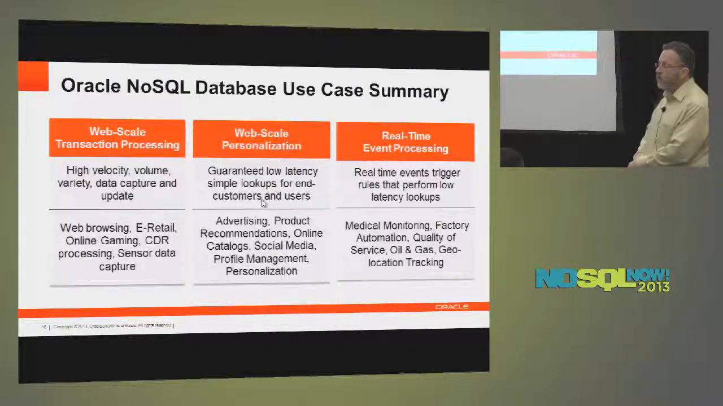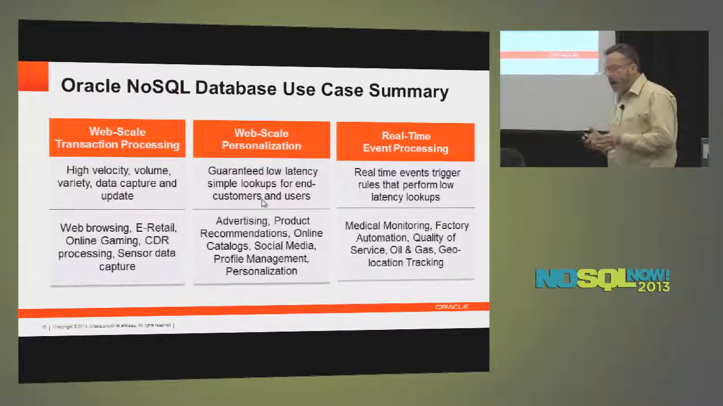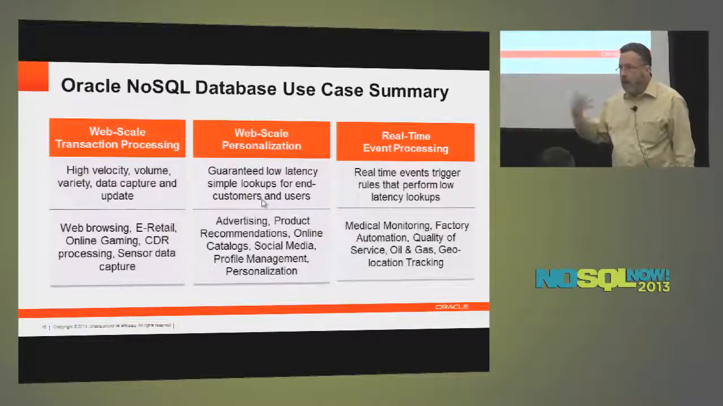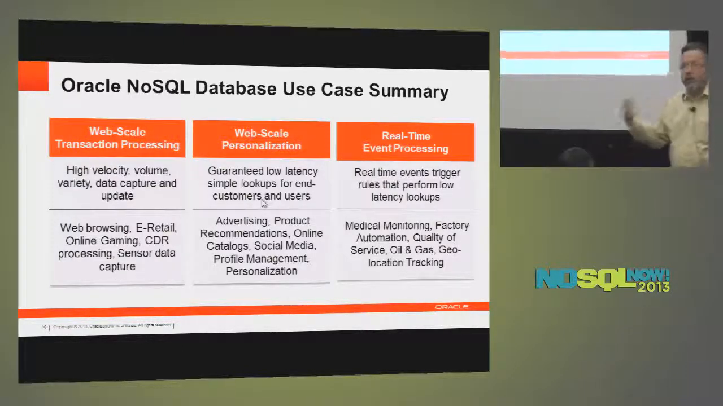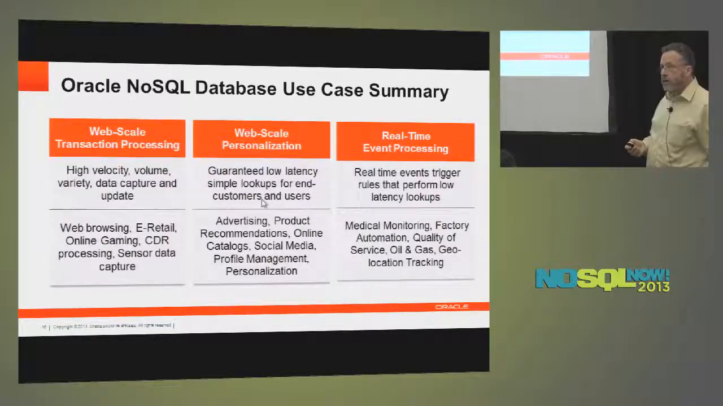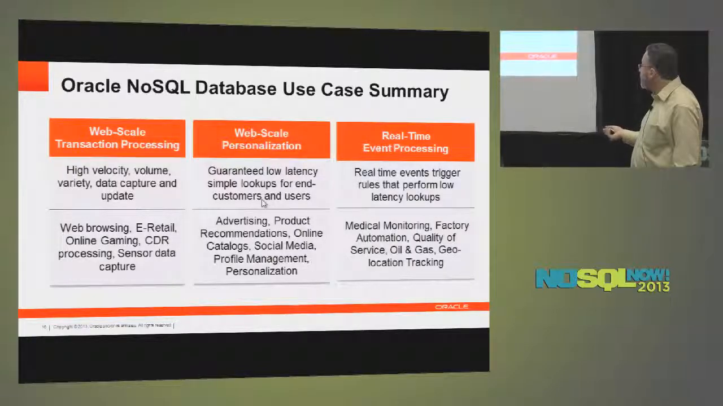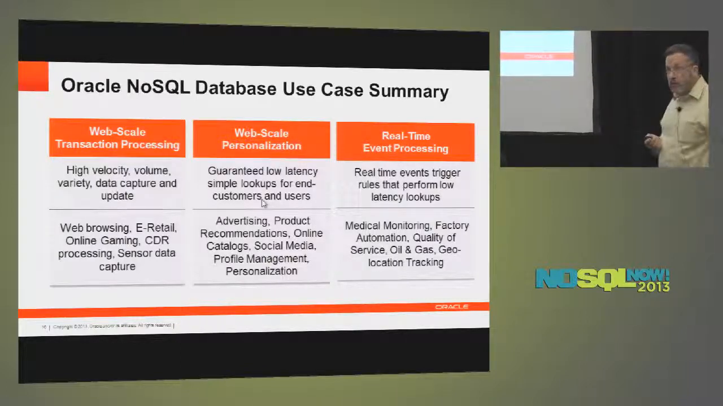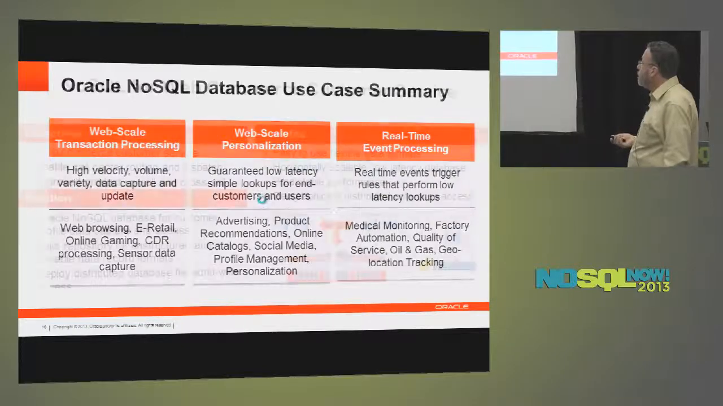And then the third area where we've gotten a lot of traction is in real-time event processing, and think about that as, I have a rule, I need to read some data. So it's processing incoming events and then doing low latency reads of kind of historic context in order to process that event. And the types of applications we've seen are on medical monitoring. We just finished a POC with a very large manufacturer who basically gets lots of sensor data and wants to look at that sensor data as it's coming in, utilities, and so on.